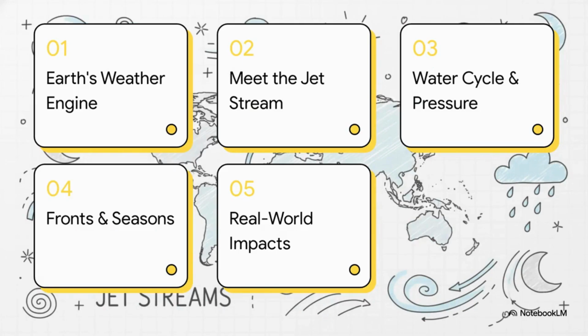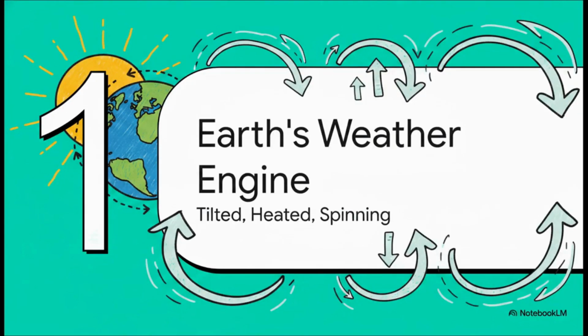Here is our lesson plan for today. We'll start with the Earth's weather engine, meet the jet stream, cover the water cycle and pressure, look at fronts and changing seasons, and finally wrap up with some real-world jet stream impacts. Let's get right into it. All right, Section 1, the Earth's weather engine.